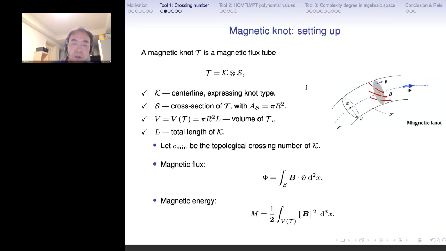This picture is showing a magnetic knot. A magnetic knot is a magnetic flux tube, with K the core line of the tube, and that one is a cross-section. We can regard it as a disk with radius r. The magnetic flux is this, S is the cross-section, and the magnetic energy is this. I think we can find this setting in many textbooks.